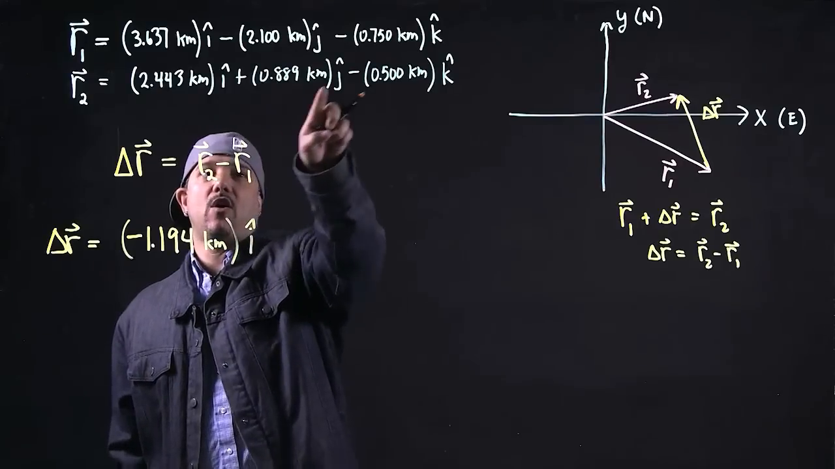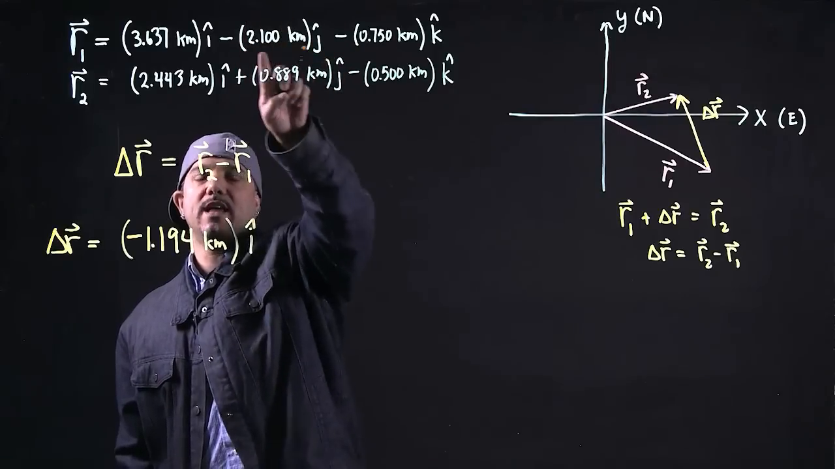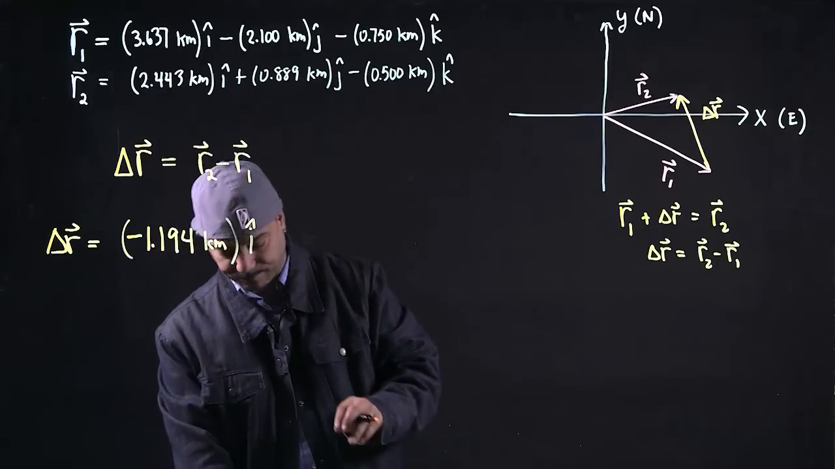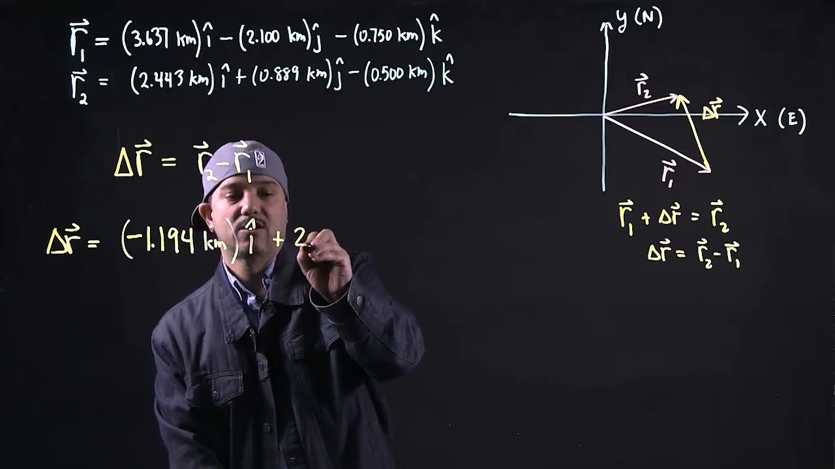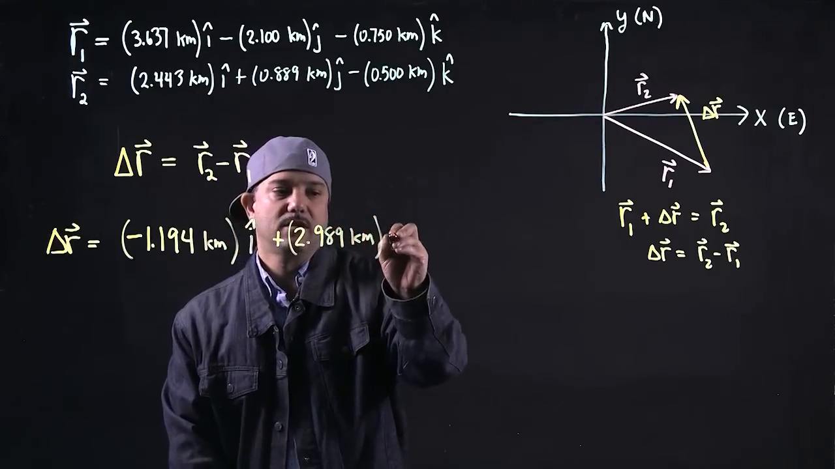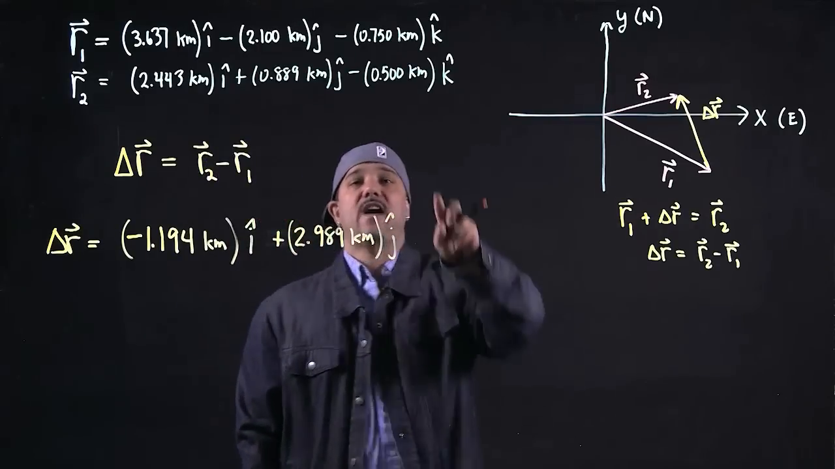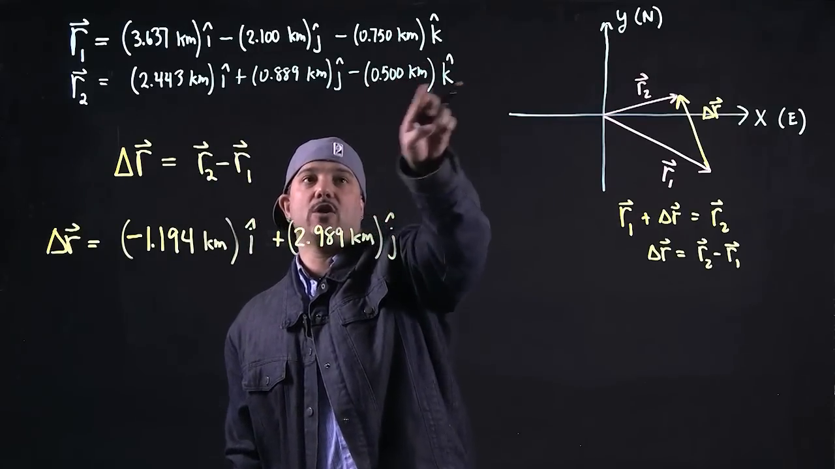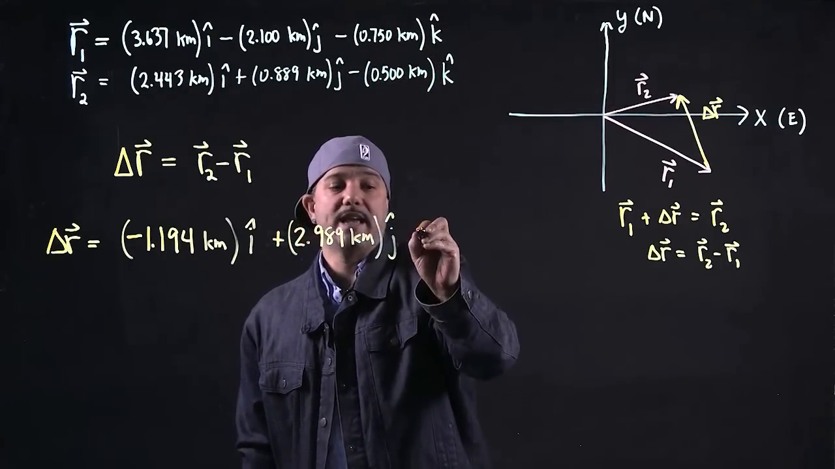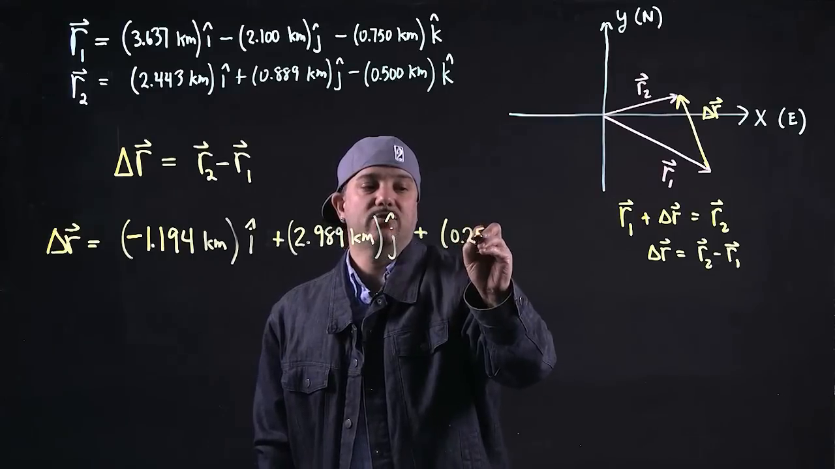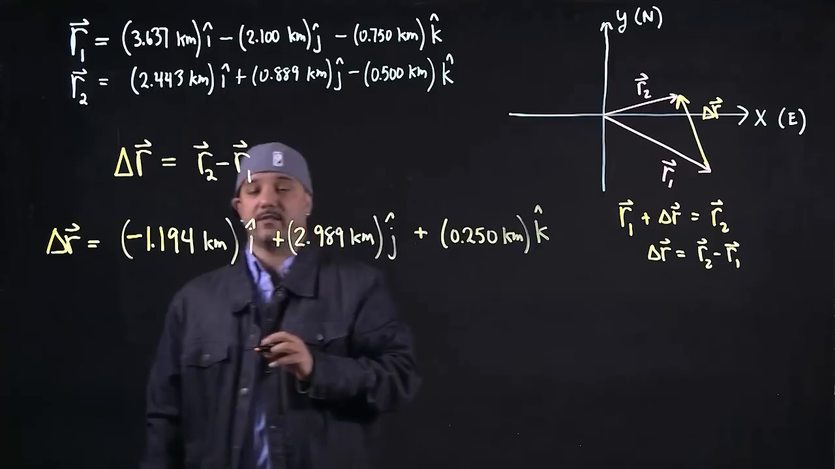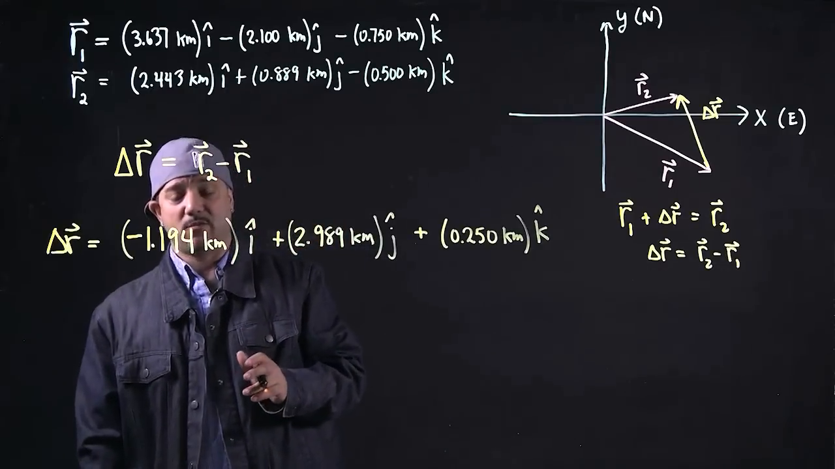Now we want to subtract R2 minus R1 for the y component. When we do that subtraction, we get plus 2.989 kilometers j hat. And then finally, we do R2 minus R1 in the z direction, and we get plus 0.250 kilometers k hat. So that's our displacement vector. And let's just check the signs. It's always good to check the signs before proceeding.